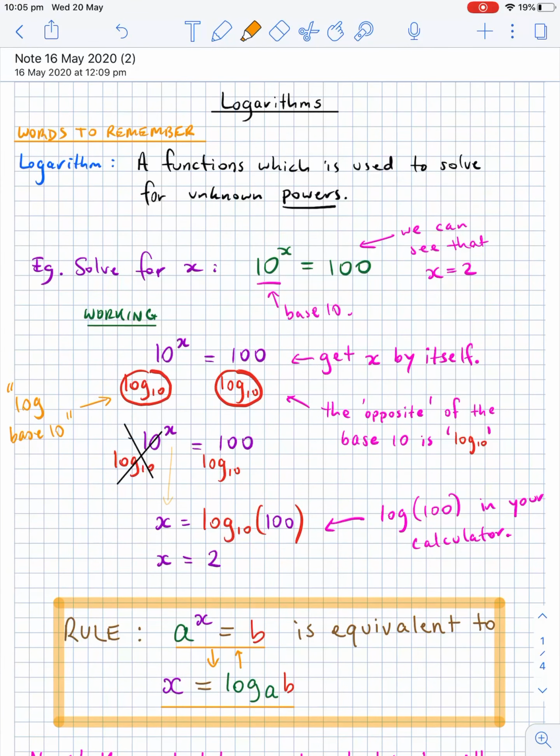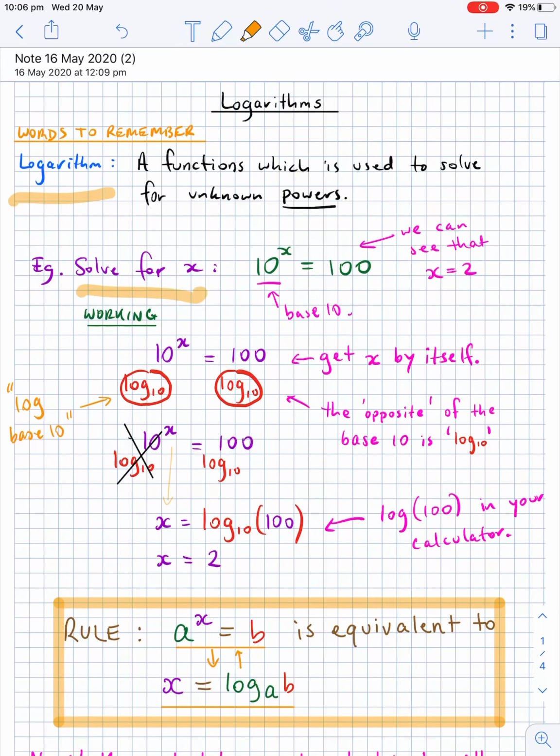Hi guys, for today's lesson we're going to be dealing with logarithms. So what do I mean by a logarithm? A logarithm is a function which is used to solve for unknown powers. Let's give you a situation before I explain what that means.